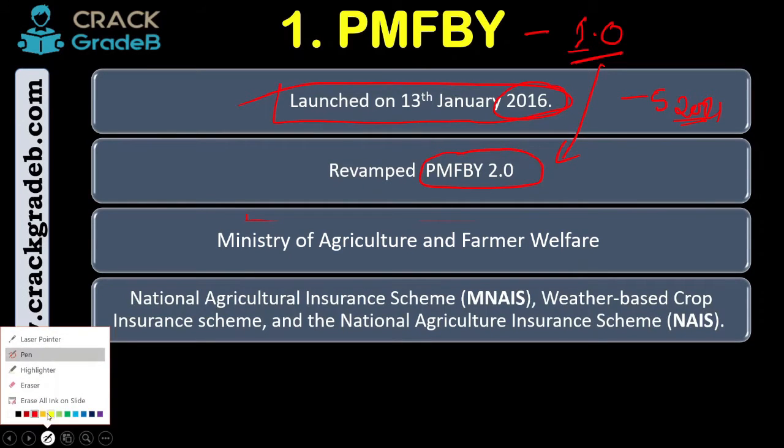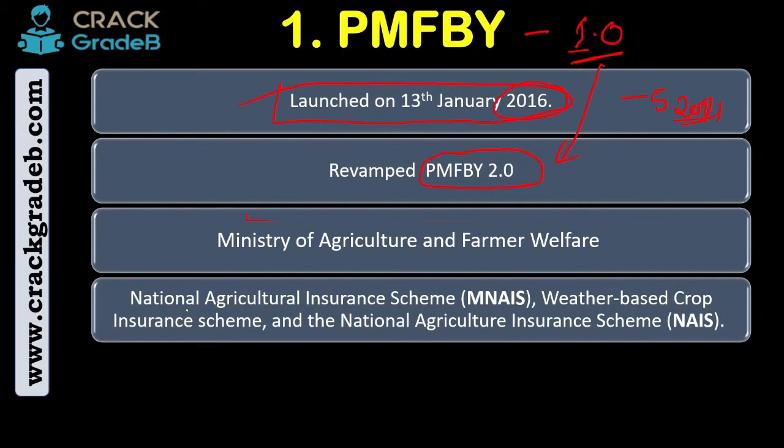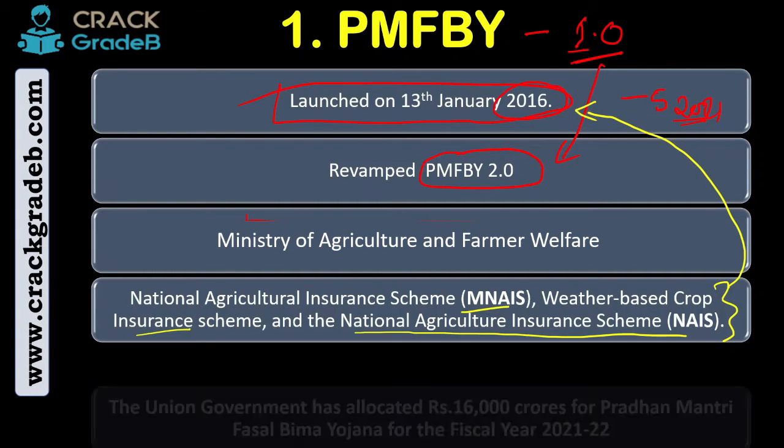The National Agricultural Insurance Scheme, the Weather Based Crop Insurance Scheme, and the Modified National Agricultural Insurance Scheme, a revamped version of these three was made in 2016, which was called Pradhan Mantri Fasal Bima Yojana. Got it? So all these three schemes were combined and modified to form Pradhan Mantri Fasal Bima Yojana.